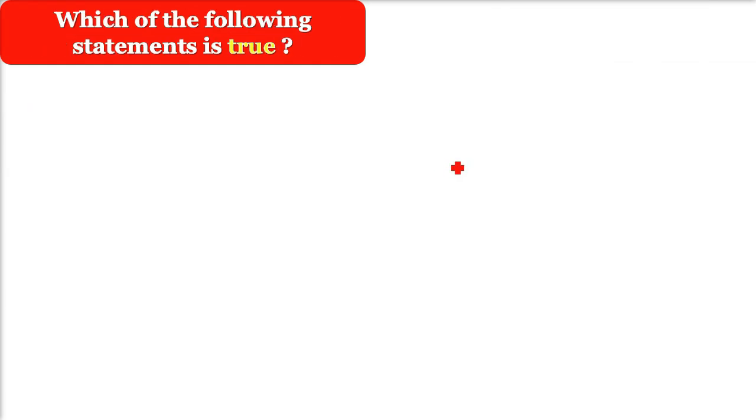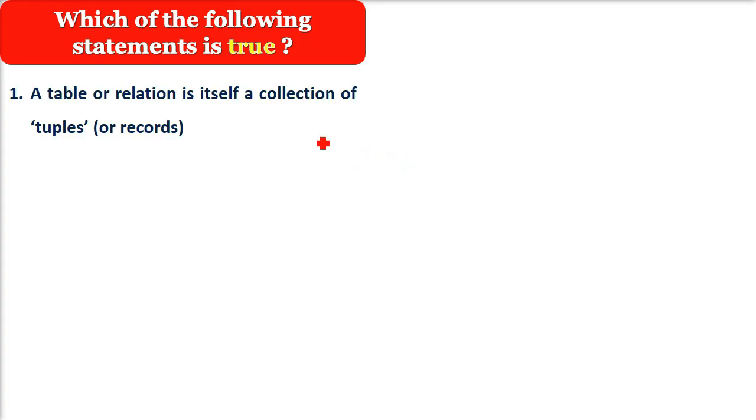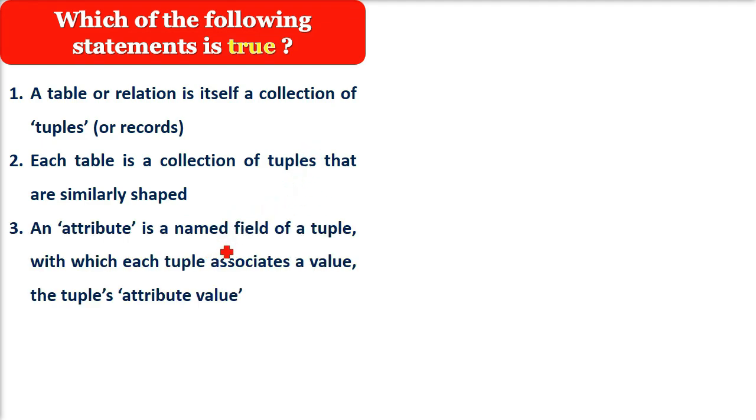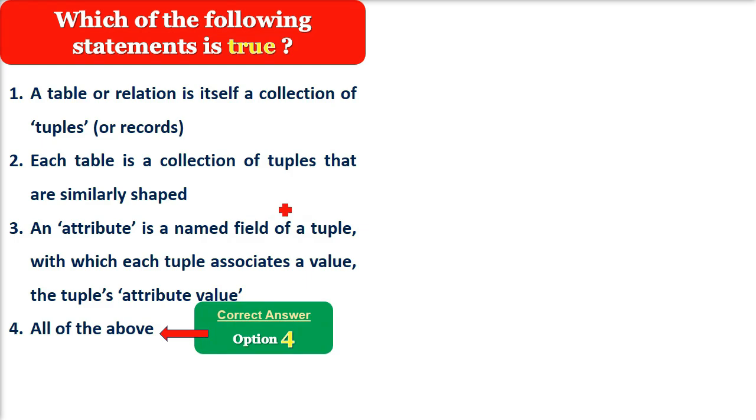Which of the following statements is true? So there are certain statements that will come, and you have to say whether they are true or false. A table or relation is itself a collection of tuples or records. Each table is a collection of tuples that are similarly shaped. An attribute is a named field of a tuple with which each tuple associates a value, the tuple's attribute value. And finally we have all of the above. But what is the correct answer? You got it right. It's option number 4.